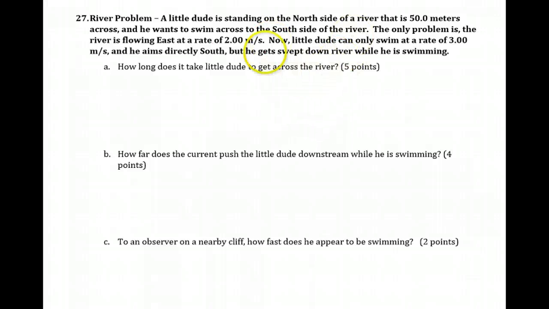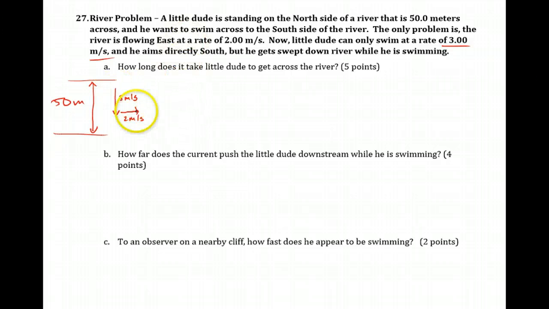So how long does it take the little dude to get all the way across this river? The river is 50 meters wide, 50 meters right here, and the little dude is swimming at 3 meters per second, and he aims directly south. So he's got a velocity of 3 meters per second south. The river carries him 2 meters per second east.